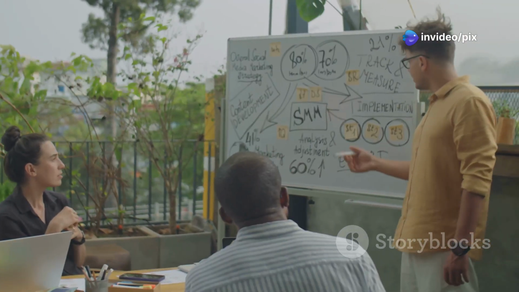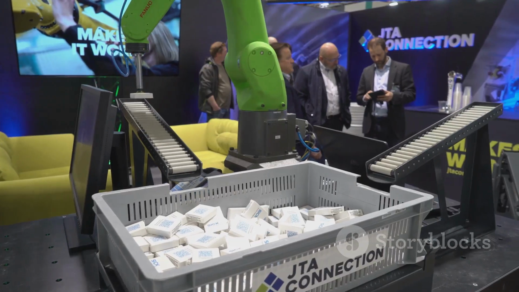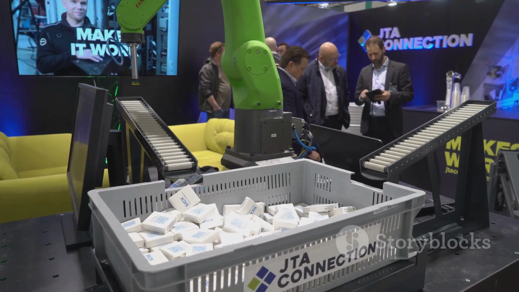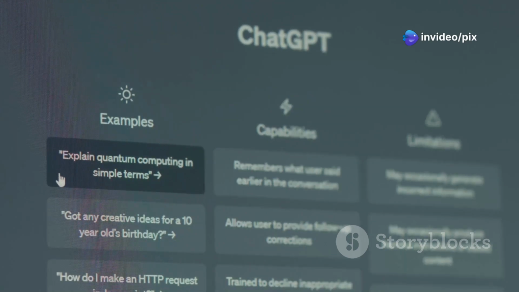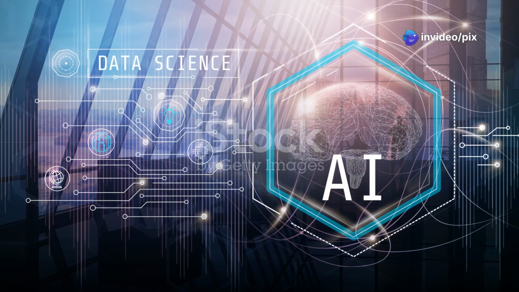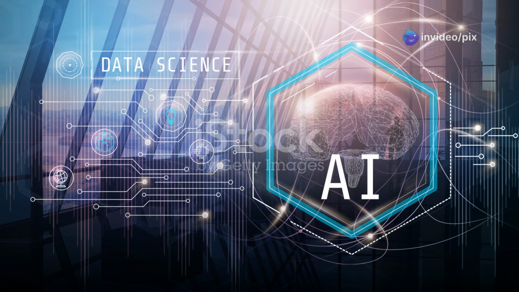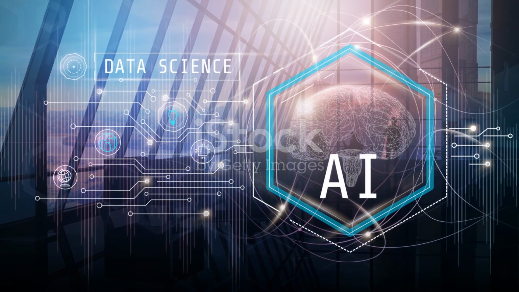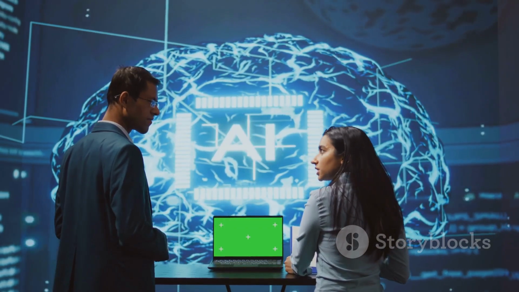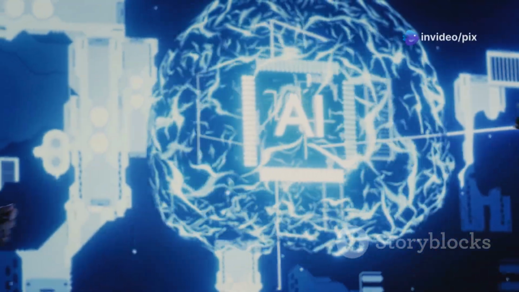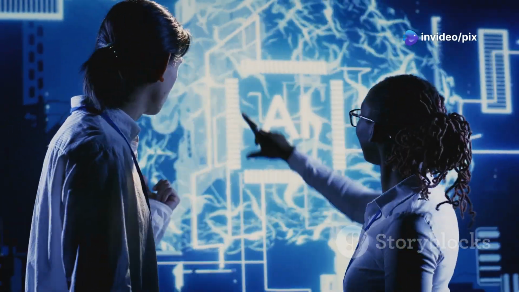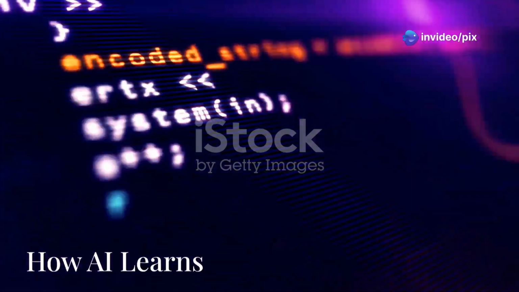Now let's talk about the types of AI. There are two main ones you need to know: narrow AI and general AI. Narrow AI is specialized for specific tasks. For example, ChatGPT for conversations or Tesla's self-driving cars. General AI, on the other hand, is a hypothetical AI that can do anything a human can. We're not there yet, but researchers are working on it. Right now, most of the AI we see in the world is narrow AI, focused and really good at one thing.